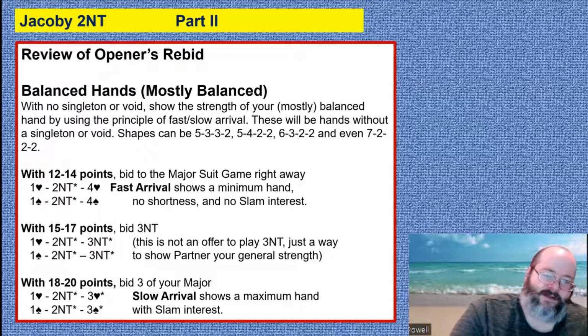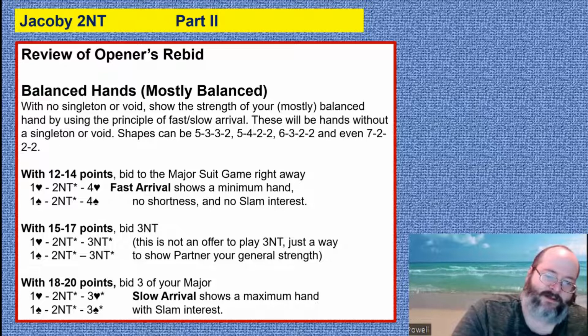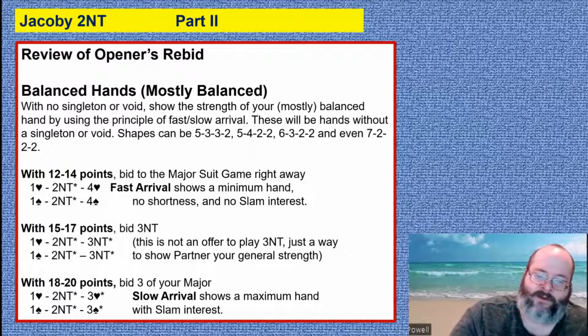With 15 to 17, that's sort of the mid-range, right? We don't want to go quite as fast or quite as slow, right? So with the mid-range, we're going to rebid 3 no trump. A reminder, that is not an offer to play 3 no trump. It looks like it, but it's not. 1 heart, 2 no, or 1 spade, 2 no.